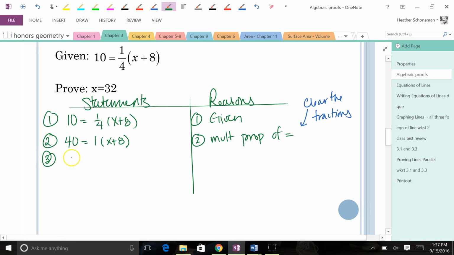Step 3, now I got to distribute. I know it seems like you shouldn't have to write this all out, but when you're proving, you got to write every little step. So we use the distributive property.